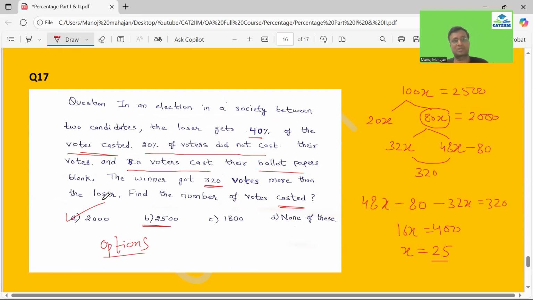So I could also do this with the options. Let me show you how. The options given were 2000, 2500, and 1800. I would advise picking an option in the middle, right? 1800 is the lowest value given out here, and the highest is 2500. Why am I saying to pick the middle value? Because if you get the answer with the middle value, that would be great. If not, then you would have an idea whether the answer would be more than the middle value or less than 2000, right?